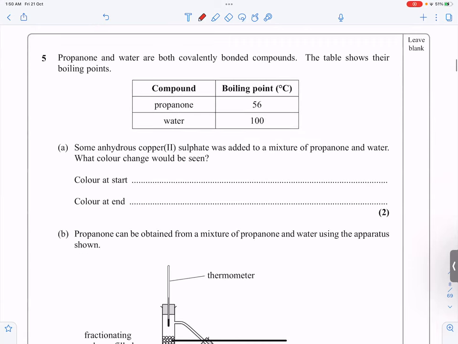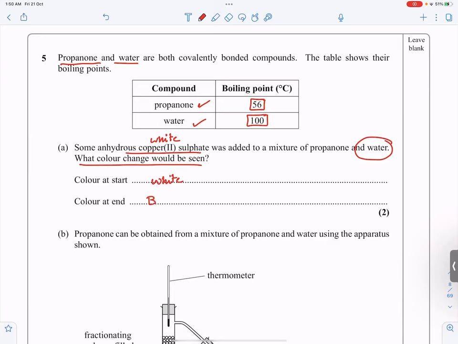Question 5. Propanone and water are both covalently bonded compounds. The table shows their boiling points. Propanone 56, water 100. Some anhydrous copper 2 sulfate, which is white, was added to a mixture of propanone and water. Once in the water, اتحطت على copper 2 sulfate بتقلبه لبلو. يبقى what color change would be seen؟ لون الانهيدروس copper sulfate white ولون hydrated blue.